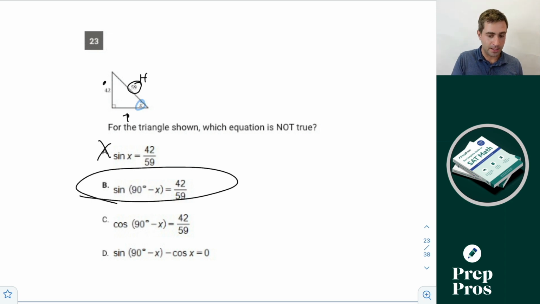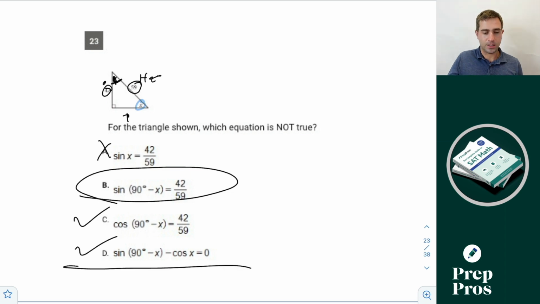Cosine of 90 minus x. Once again, this would be our 90 minus x angle up here. This would still be 42 over 59. And sine of 90 minus x, this is just your trig identity. That statement is always true.